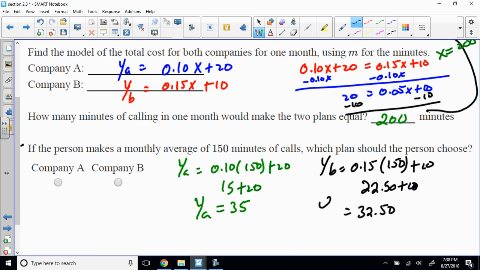So who would you go with? Company B, right? It's a little bit more cost per minute, but it's cheaper on the initial monthly. Will they flip-flop? Yeah. After 200 minutes, guess who's going to be cheaper? A. Because the two lines are coming. They'll intersect at 200 minutes, and then they'll switch places, right? So if you use below 200 minutes, then Company B's your cheaper route.